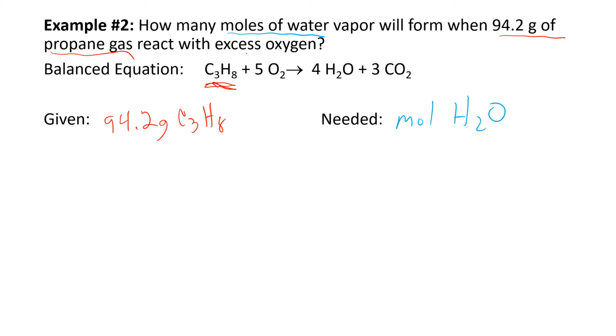The excess oxygen is just telling us that because we have a bunch of oxygen, this will be our limiting reactant. So this propane will determine how much water we make. All right, so let's look here. We have grams, and hopefully by now you realize on our highway, since we're starting with grams, we have to go from grams to moles. And we get that from the periodic table. So this is going to come from the periodic table.